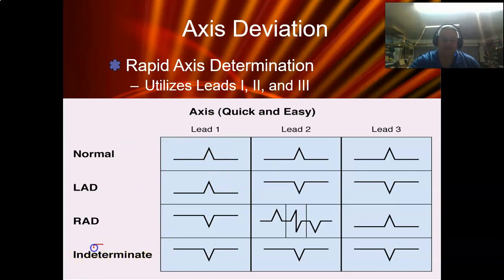Bad, extreme right axis, otherwise known as VTAC, okay? If you've got leads 1, 2, and 3, and they're all pointing down, that is VTAC. Period. So again, normal, we like normal, right? Everybody agrees we like normal. Up, up, up.